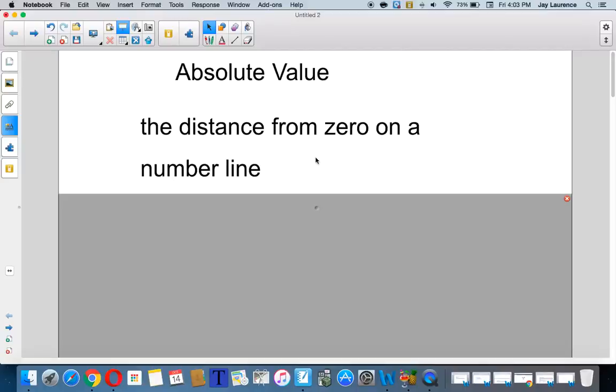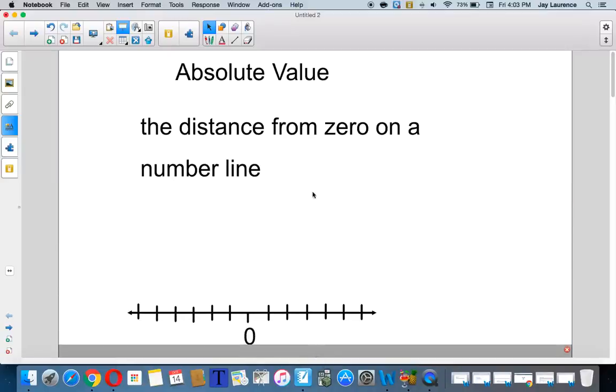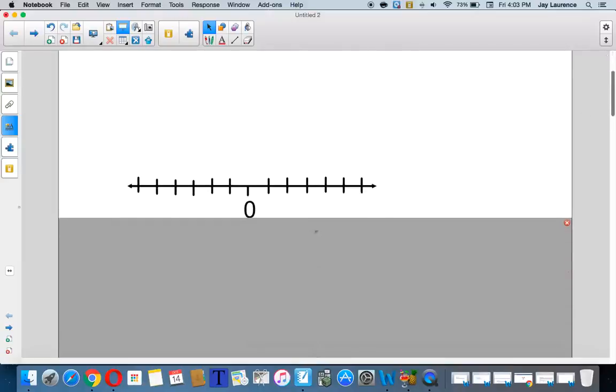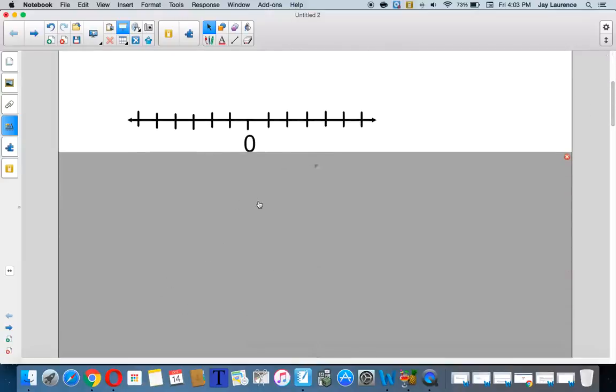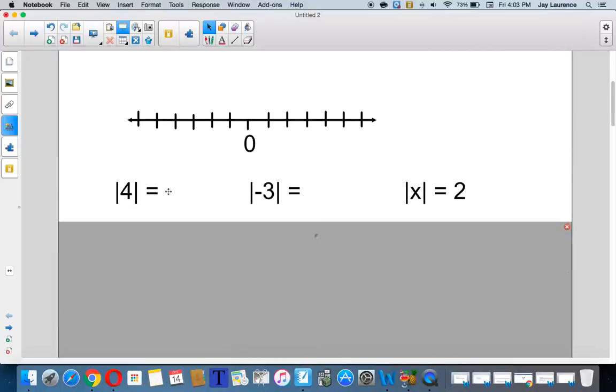So we can use this to figure out different answers. There's my number line, right? And I want to know the absolute value of 4. Well, where is 4? 1, 2, 3, 4 would be right here, right? I'm really asking you how many spaces from 0 4 is on a number line. Well, it'd be 4 spaces. So the absolute value of 4 equals 4.